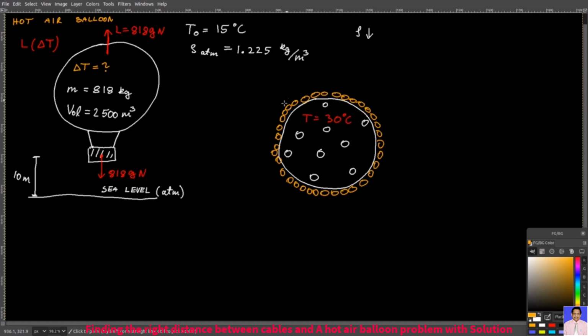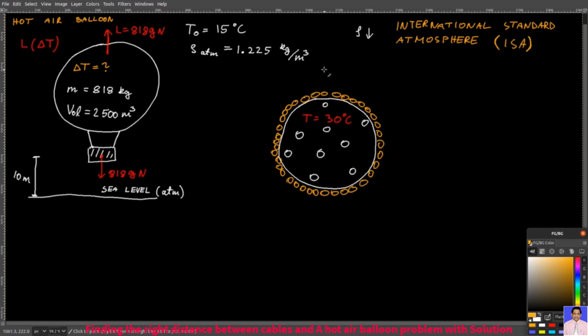But outside of the balloon, you still have 15 degrees Celsius, so you still have more density. You have this density at sea level. In fact, universally it is measured that at 15 degrees Celsius at sea level, this is your air density. That's according to the International Standard Atmosphere, or ISA.